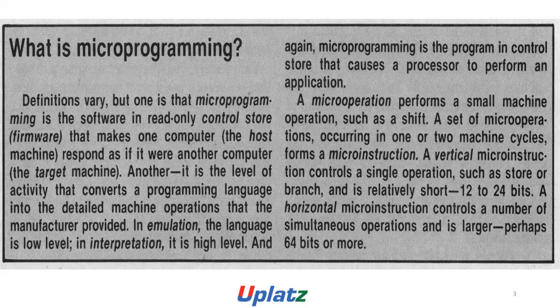A micro operation performs a small machine operation such as a shift. A set of micro operations occurring in one or two machine cycles forms a micro instruction. A vertical micro instruction controls a single operation such as store or branch and is relatively short, 12 to 24 bits. A horizontal micro instruction controls a number of simultaneous operations and is larger, perhaps 64 bits or more.